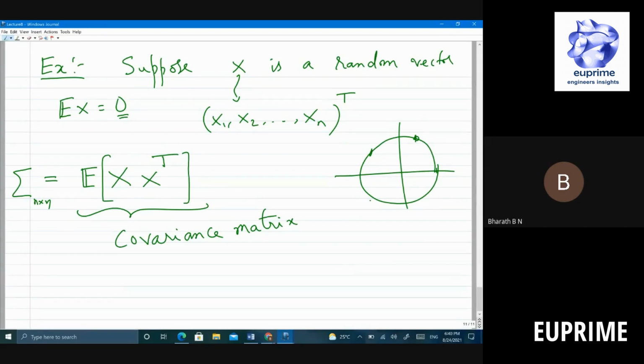So maybe I'll use a different notation for this. I'll call it capital lambda. Okay, this is capital lambda. Now, what can you say about lambda? Is lambda equal to lambda transpose? Is it symmetric? Easy to prove, right? So what is lambda transpose?